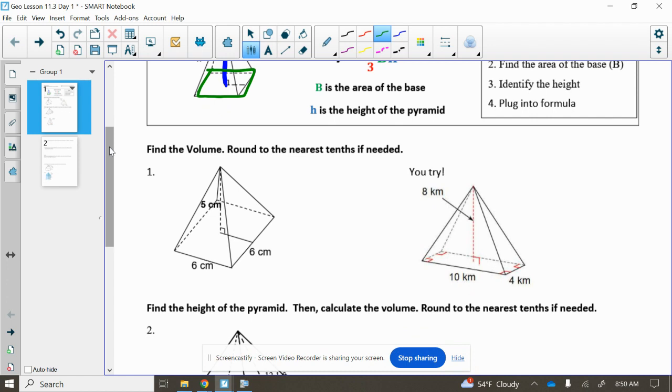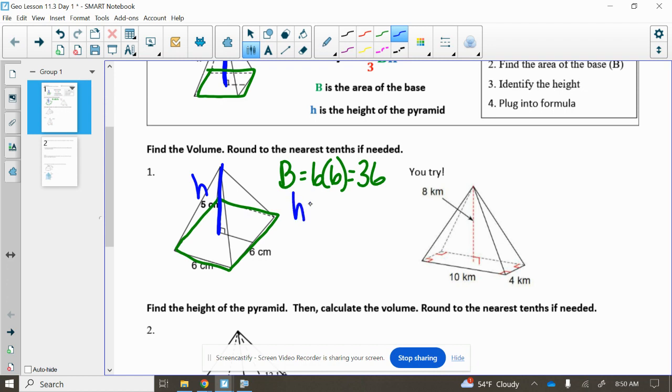So on the first one, we are looking for the volume of this square pyramid. So we're going to start off looking for the area of the base, which again is a square. So 6 times 6 is 36. The height this time, from top to the bottom, is 5. And so when we calculate the volume, we're going to take 1/3 of the area of the base times the height.